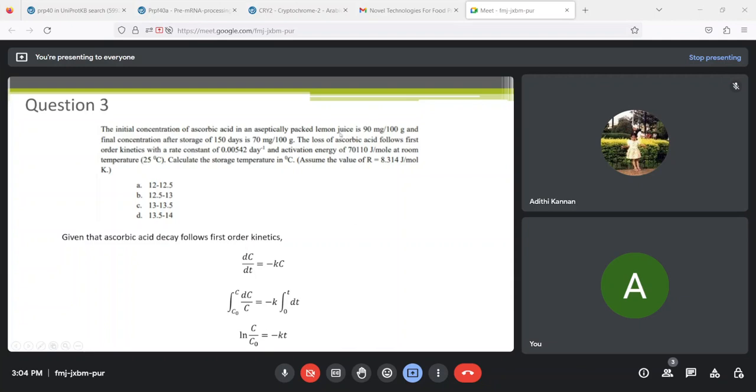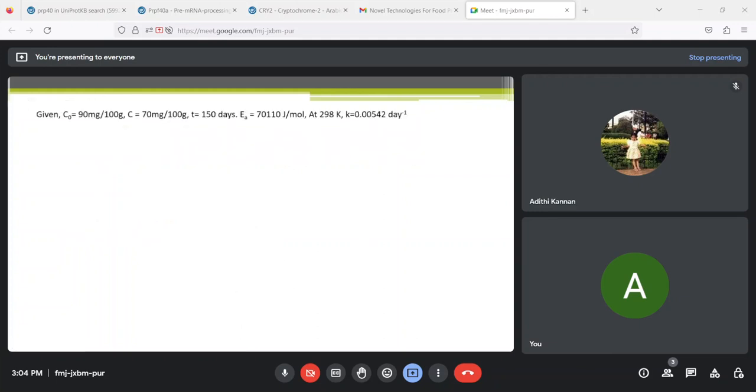So now you have C0 given as 90 mg per 100 grams. You have time given as 150 days. And you have C given as 70 mg per 100 grams. From there, we can calculate what is the K. So this is just a given in the question. C0 is 90 mg per 100 grams. C is 70 mg per 100 grams. Time is 150 days. Activation energy is 70,110 joule per mole. And at 298 Kelvin, the rate constant is given as 0.00542 day inverse.